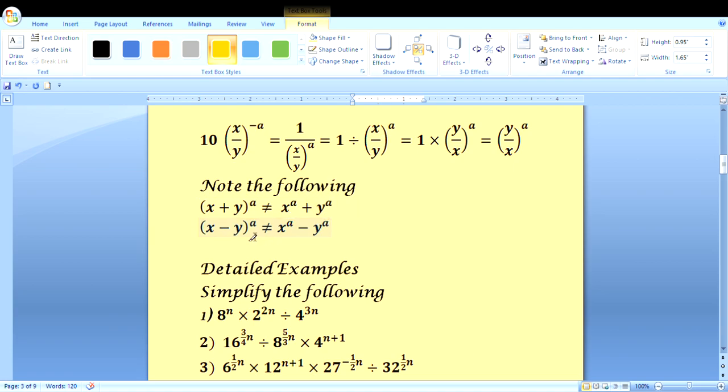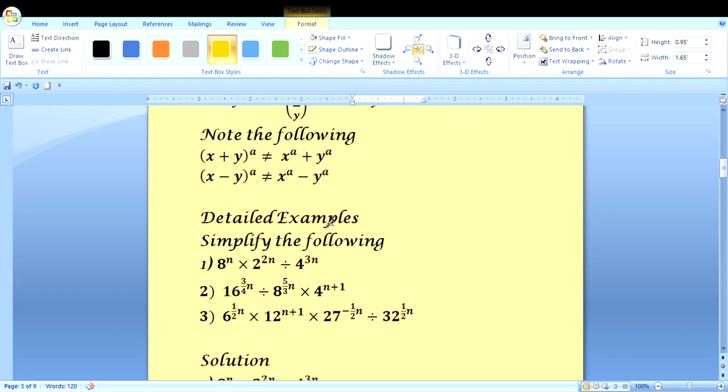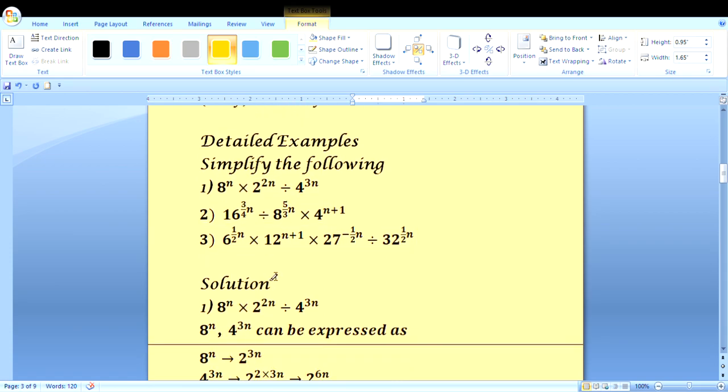Similarly, x minus y raised to the power a is not the same thing as x raised to the power a minus y raised to the power a. Now let's take a look at some detailed examples here. Simplify the following. Let's look at number 1.